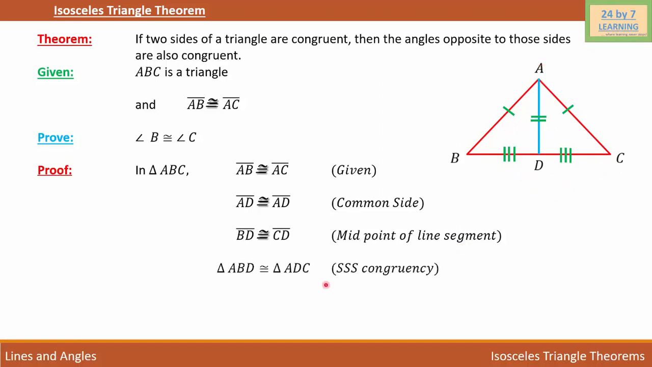So we can write triangle ABD, which is over here, is congruent to triangle ADC over here, and this is basically side-side-side congruency. And if two triangles are congruent, then their corresponding angles will also be congruent, so we can say that angle B is congruent to angle C, which is over here. And this is how we prove the isosceles triangle theorem.